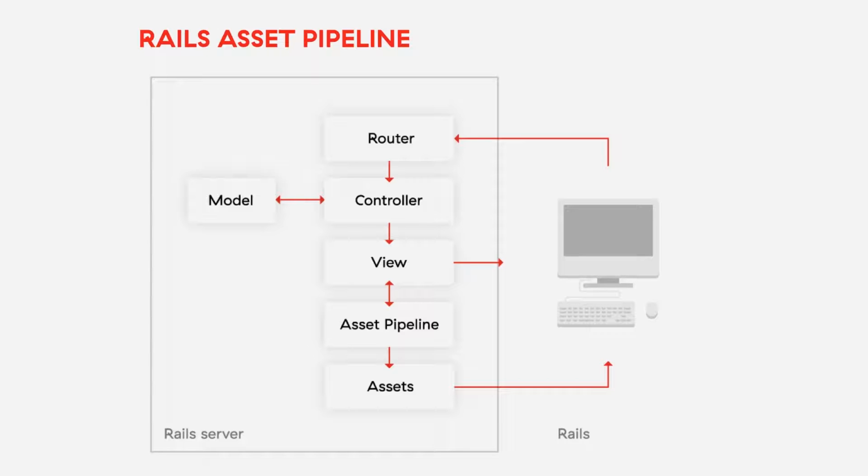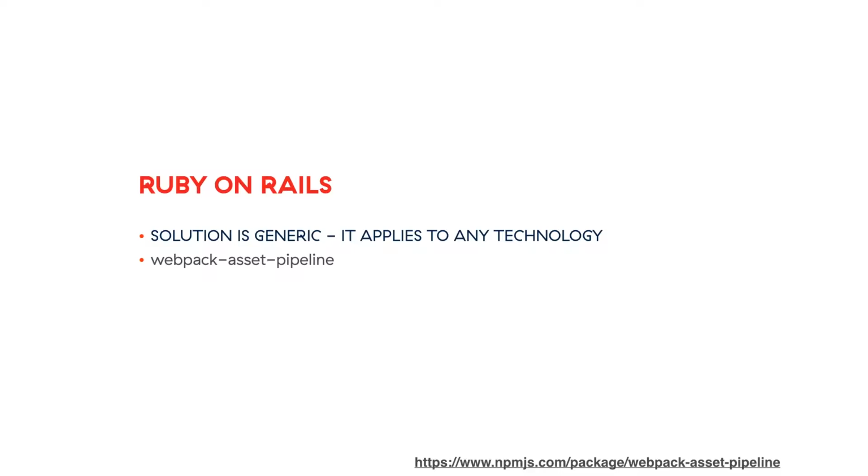And that works, but it's much slower, it's less powerful, and there are multiple reasons why you would want to use Webpack with Rails. So what we did, we created a Webpack asset pipeline plugin, which is a generic solution for pretty much all the languages and frameworks, and I'll explain why.